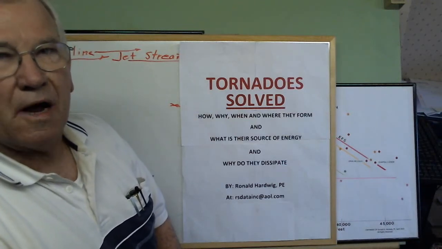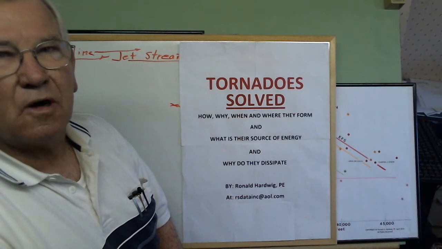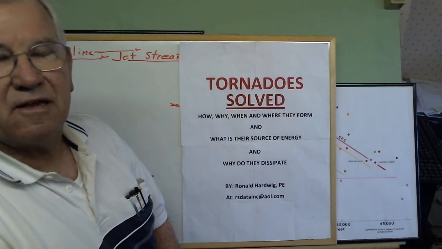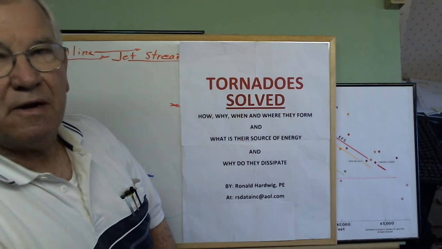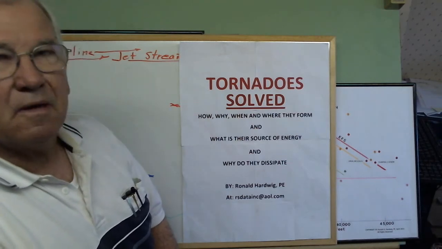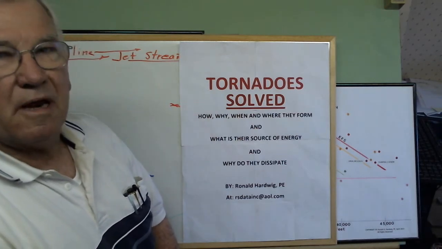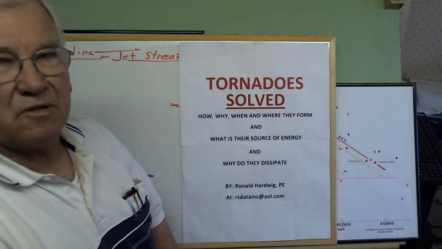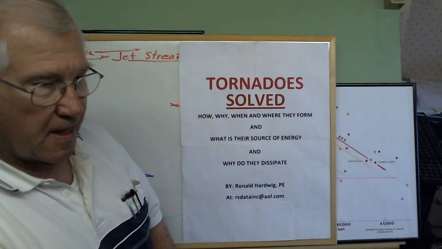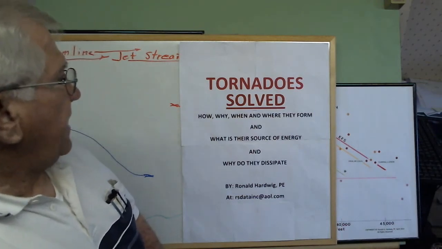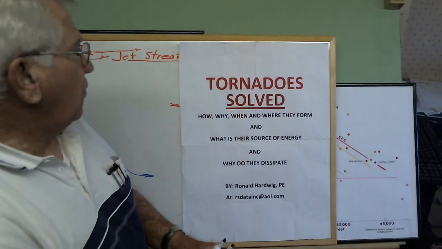Hello, this is Ron Hardwig, and I'd like to talk to you about my theory on how tornadoes are formed. Actually, I've done quite a bit of research on this. I have a book where I looked at 1,300 tornadoes and saw their relationship with the jet stream. I made a little video before.